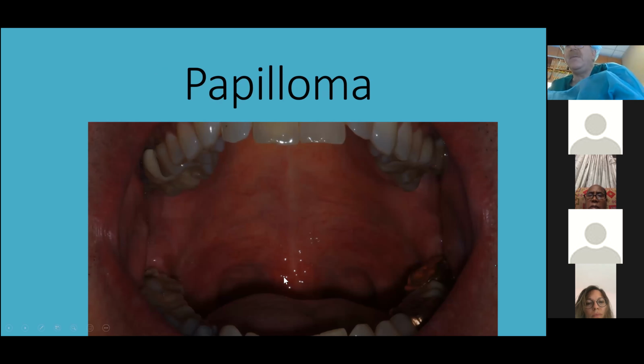Papillomas here in the uvula, we can see several papillomas. It's a common site for papillomas, and sometimes they can be dysplastic, so it can be important to biopsy them if you're suspicious.